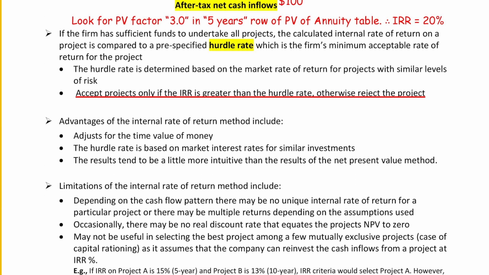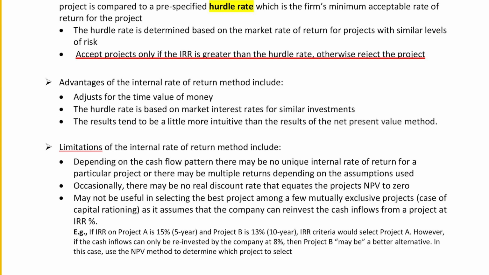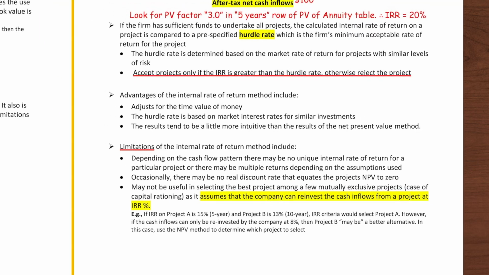On the last bullet there, underline limitations. Now, one of the major limitations of IRR is that it may not be useful in selecting the best project among a few mutually exclusive projects. Case of capital rationing, as it assumes that company can reinvest the cash inflows from a project at the IRR percentage.